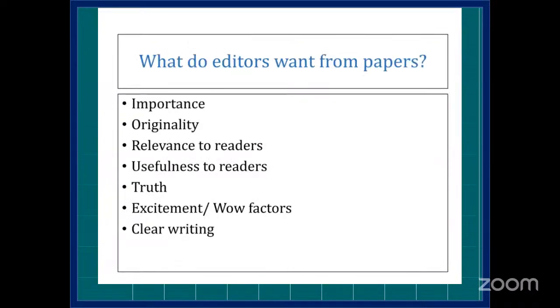And this is what the editors want from the paper. Now, usually, why do they reject papers? Mostly, when you submit a paper, it is rejected. Why? That reason is important. Functionality, relevance to the reader, usefulness to the reader. Your data is not good. The information is not good. And then excitement and clear writing. Excitement means what? That it is innovative: a new idea, new methodology, new applications, a new material.